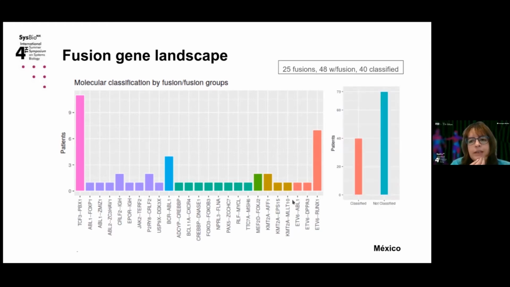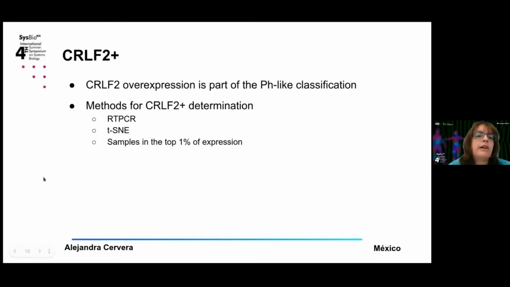So with this analysis, we managed to classify about 40 patients, but we still have around 73 patients that are not classified yet in any of these molecular subtypes. So what we have been doing next is to try to identify this CRLF2 overexpression. This in the clinic is usually done with RT-PCR, and for people that have access to whole transcriptome RNA sequencing, they can do t-SNE, or some people just take the top samples of the expression of CRLF2 in order to categorize patients into this molecular subtype.